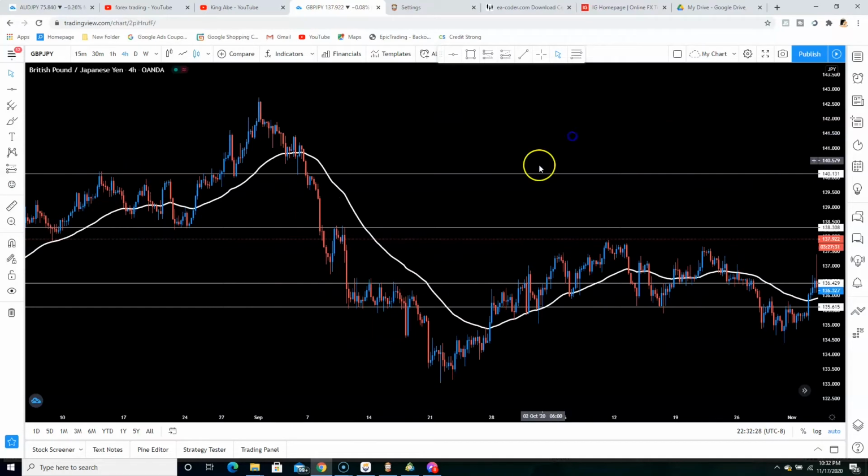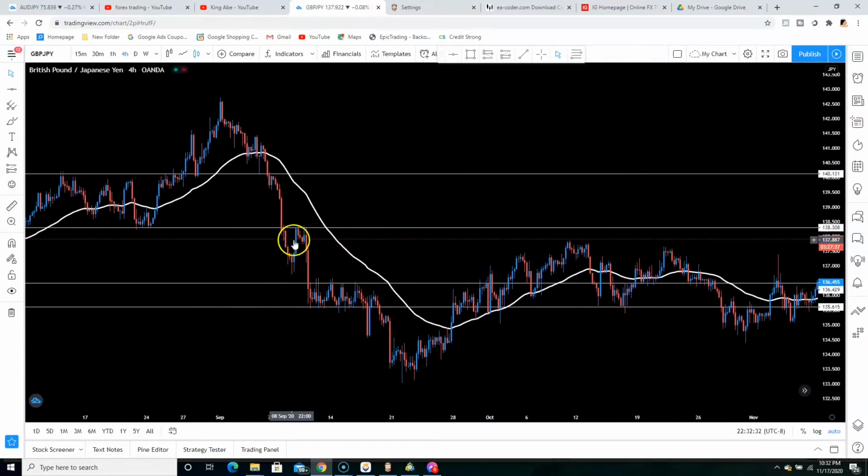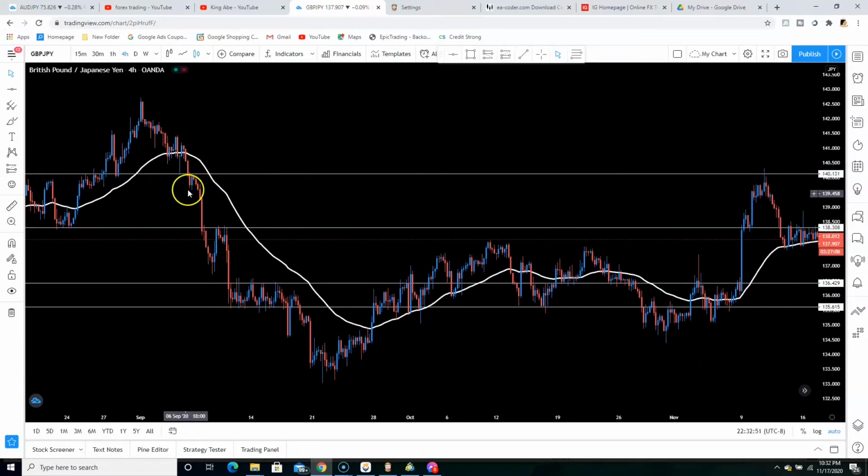So when you have your support and resistance, it becomes easy to get in the trade, and also you know when to get out of the trade, where to set your take profit and your stop loss. If you had entered this sell trade here, your stop loss would have been above your 50 EMA. So that's how you enter for a sell.